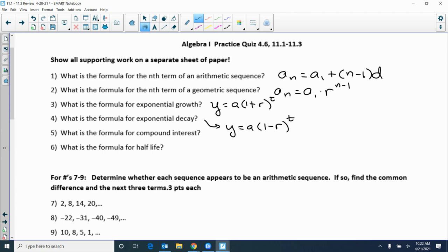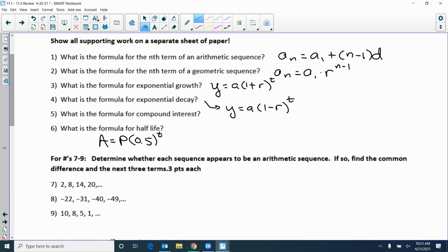And I said, don't worry about compound interest because we didn't do that. Half-life, A equals P times 0.5 to the T power. So you got to know those, make sure they're written down correctly now. And like I said, to learn anything, you just got to write them down a couple times. Arithmetic sequence, this is what it is. Geometric sequence, this is what it is.